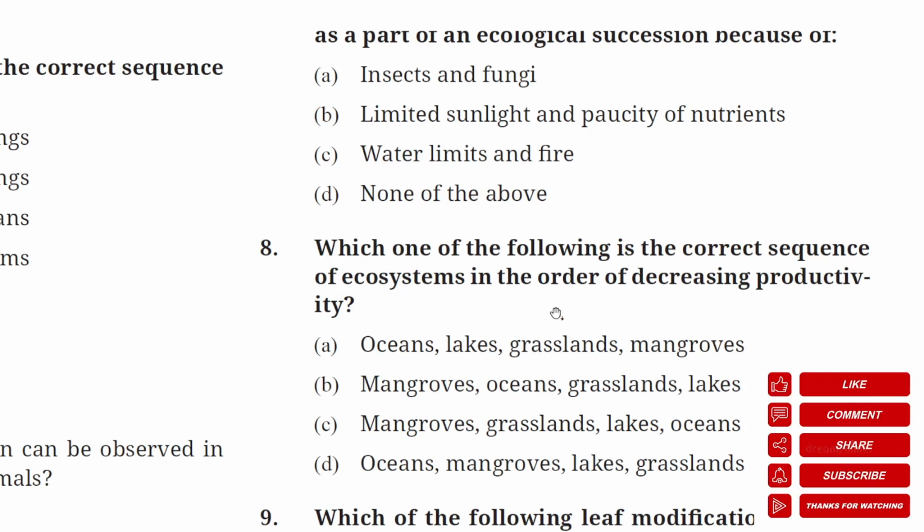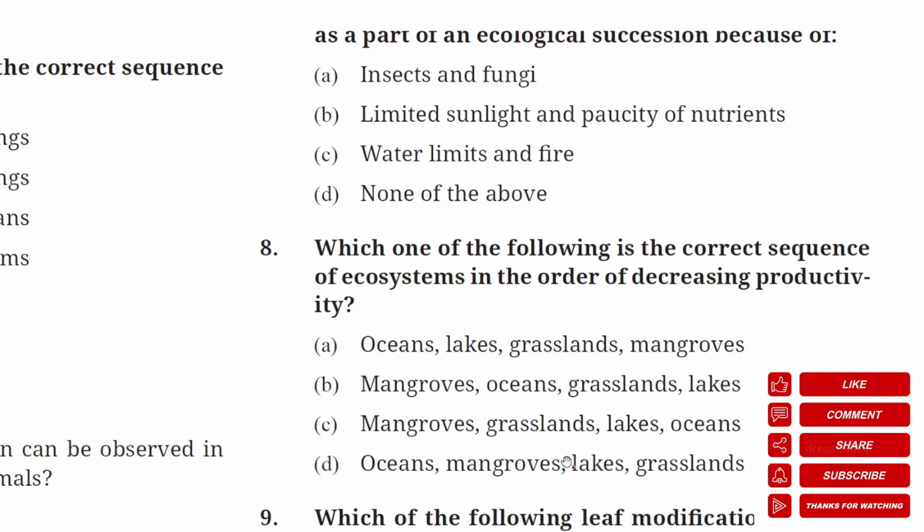So compared to oceans, lakes, grasslands, mangroves, grossly speaking, I know that mangroves have the highest productivity because of the diverse species there, and diverse trophic levels also present. So mangrove should go first. So by that I can eliminate answer B and C here. I can eliminate answer A and D here. So answer should be between B and C. So mangroves, then comes oceans, grasslands, lakes, or grasslands, lakes, and oceans. No, the answer is basically grasslands, then lakes, and then oceans. Okay. So answer is C.